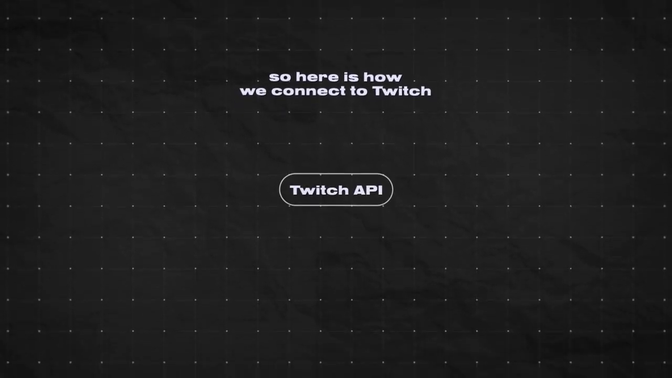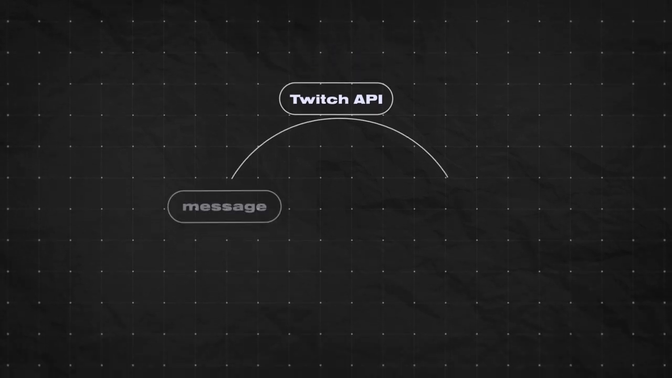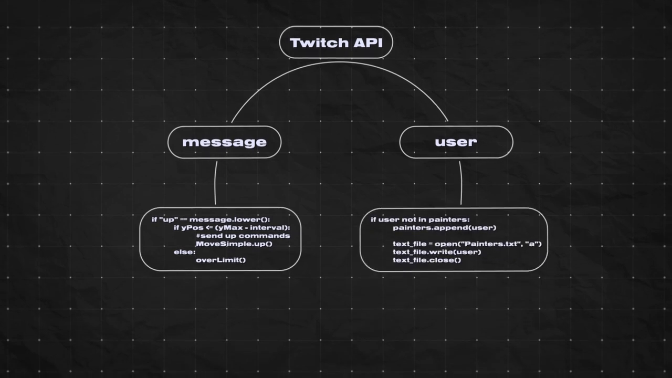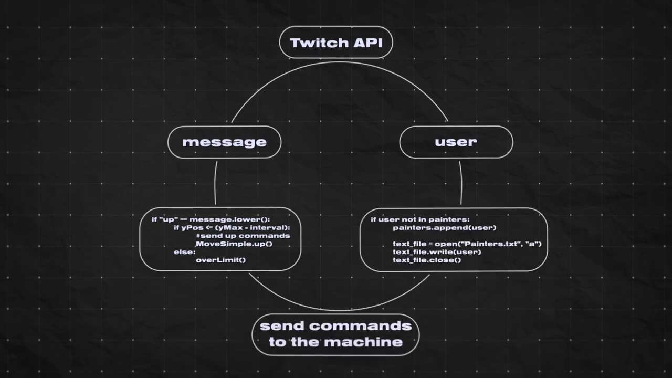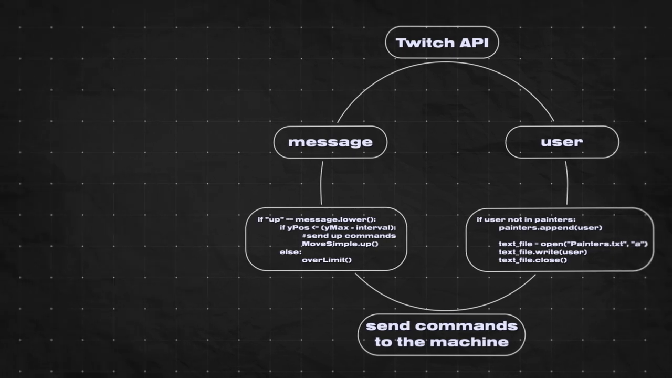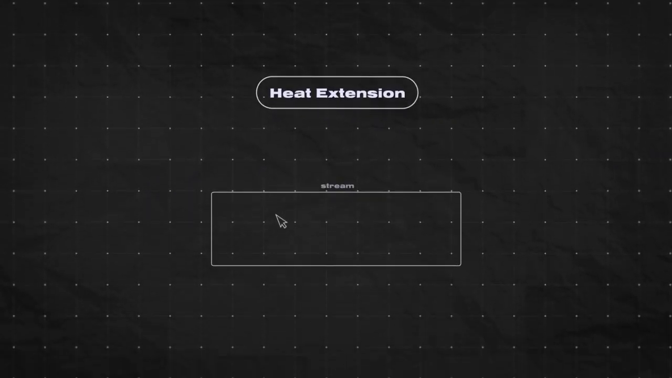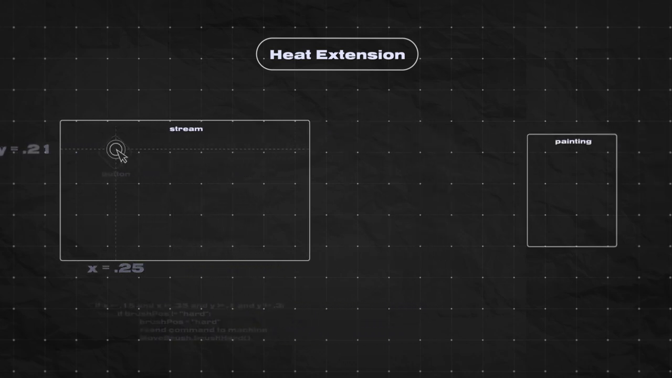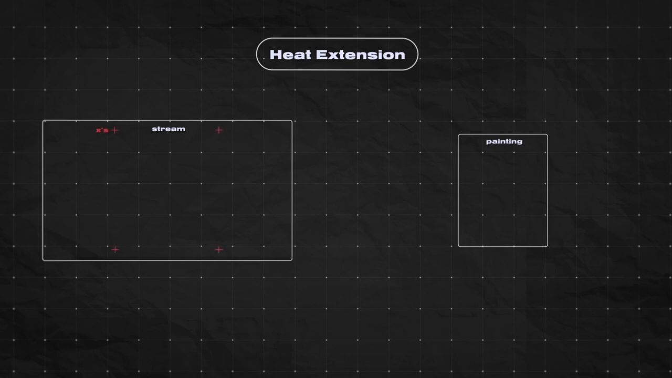So here's how we connect to Twitch. We use an API similar to the Twitch Plays Pokemon video. There, we receive every chat message along with the user who sent it. We check that against a list of commands. If it matches, we know to send a certain command to the machine. We also use the heat extension, which gives us the click position of every click on stream. We check that against the button position, and if it's within the bounds, we know to send certain commands to the machine. For movement commands, we map the click position with the position in the real world.